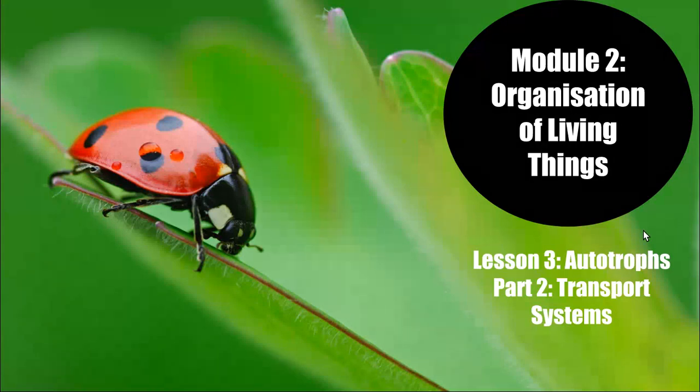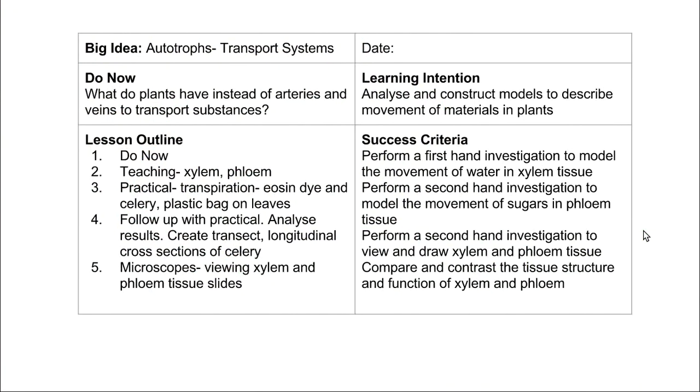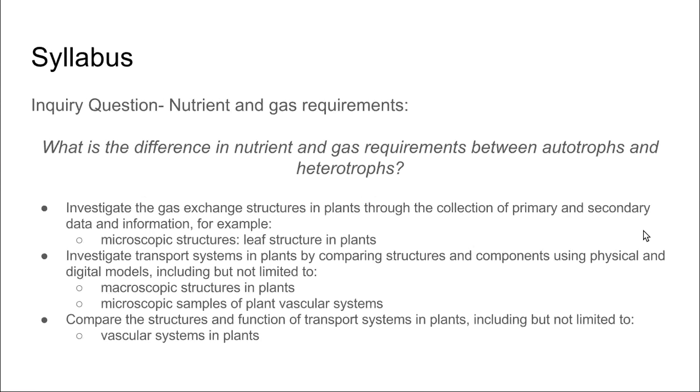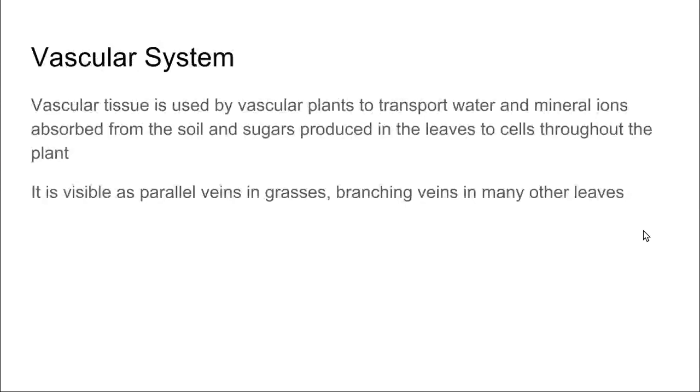Welcome to lesson 3 of module 2, based on autotrophs, and this is part 2 of the autotroph series. In this video, we're going to be focusing on transport systems and how they move materials around plants. When we talk about the movement of materials around plants, in contrast to the circulatory system of heterotrophs, we have the vascular system.